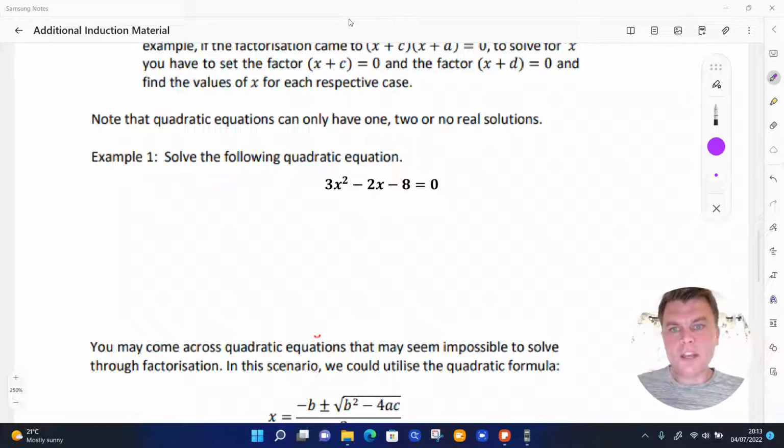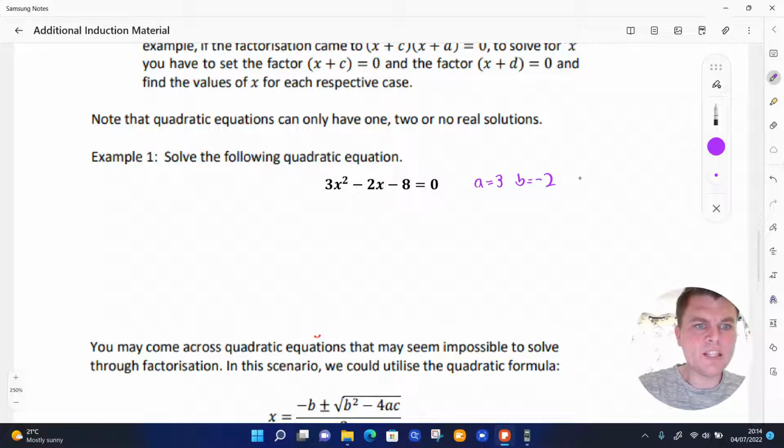For example 1, we're going to look to see if we can solve this using factorisation. So we're going to look for two numbers that multiply to give minus 24. And the reason for that is because here we've got a equals 3, b is minus 2, and c is minus 8.